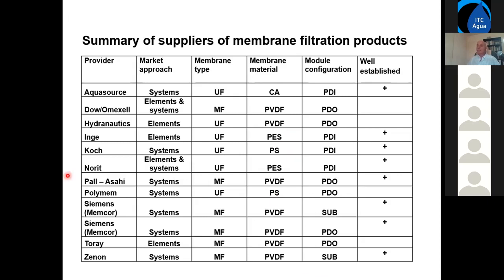Now this is the module configuration: pressure driven inside out, pressure driven outside in, or submersible. I can see the majority here is pressure driven outside in. This has been for a number of reasons, but one of the reasons is that we're using air scouring. The other reason is that for the same quantity of polymer, we're getting twice the membrane area. So the system can also produce more water. This is the big advantage.